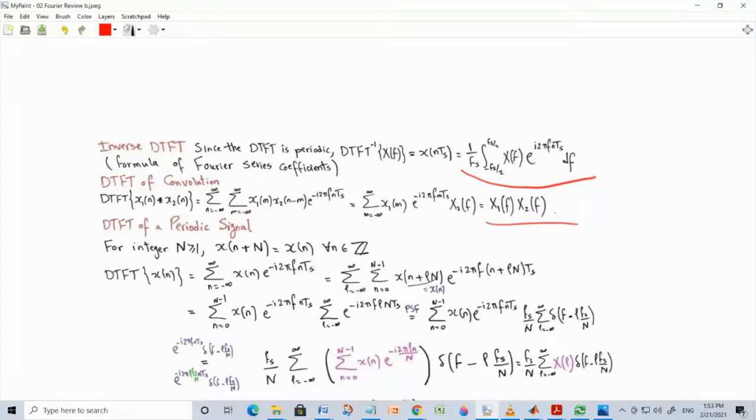Now, the DTFT of a periodic signal. Suppose that you have a discrete time signal and it is periodic. What is its DTFT? I will do this one. Everything else, you can take for granted, but the DTFT of a periodic signal will be very relevant to this course.